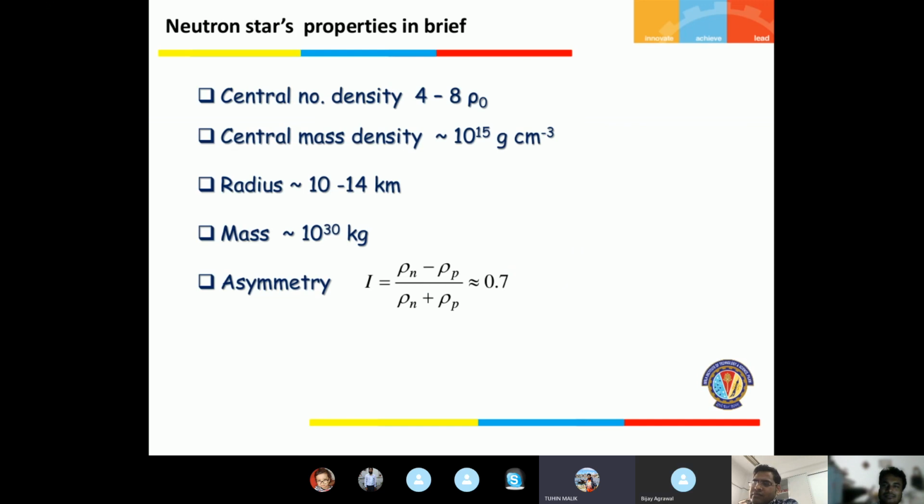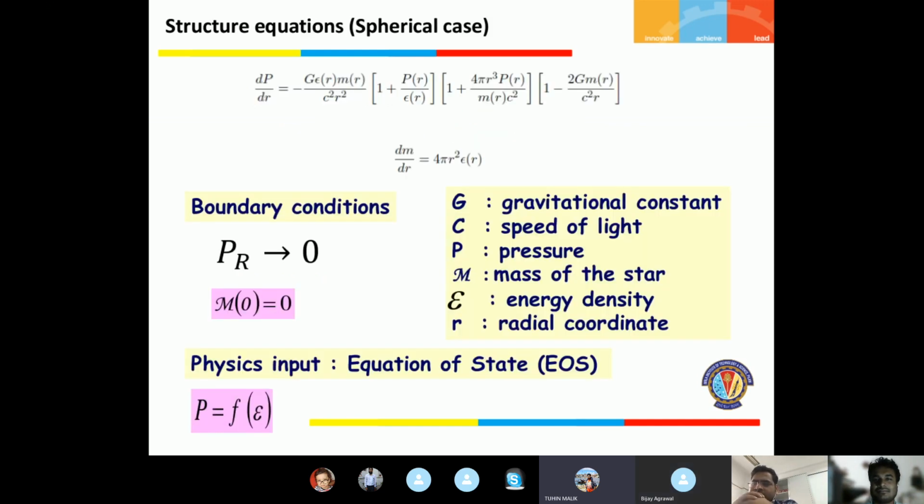Before going into detail, we can see the neutron star structure, how the structure equations look. In the spherical assumption case, the pressure and the mass gradient are related by these coupled equations, known as the TOV equations, where G is the gravitational constant, c is the speed of light, P is pressure, small m is the mass of the star, epsilon is energy density, and r is the radial coordinate.